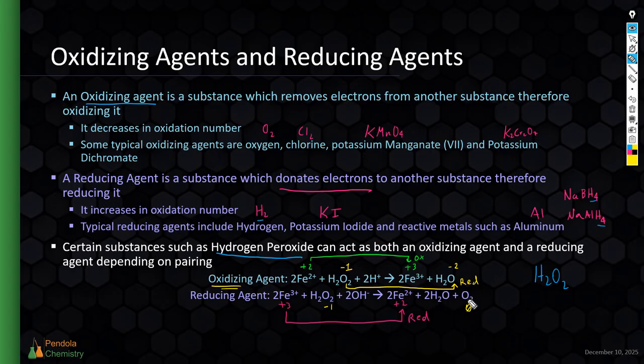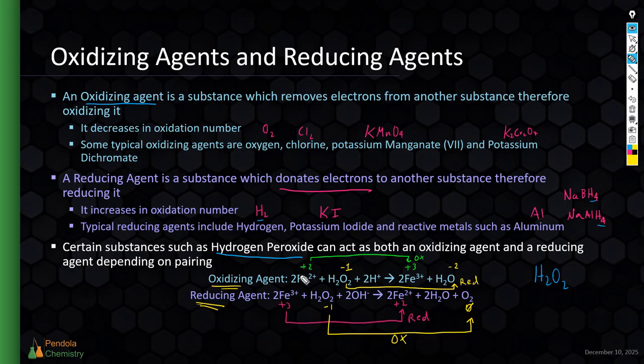Because remember, elements by themselves have 0 oxidation number. So here, the hydrogen peroxide is going up in oxidation number, meaning it's getting oxidized. So because the hydrogen peroxide has the element oxygen that is getting oxidized, it is a reducing agent. The hydrogen peroxide is essentially reducing the iron 3+ in this scenario, but in this top one, the hydrogen peroxide is oxidizing the iron 2+.